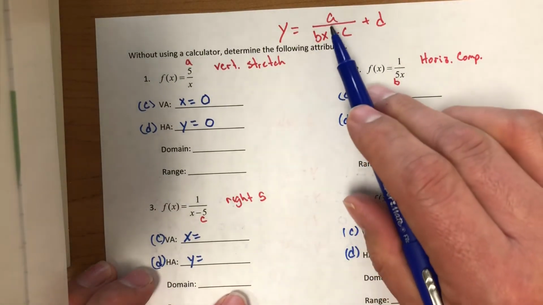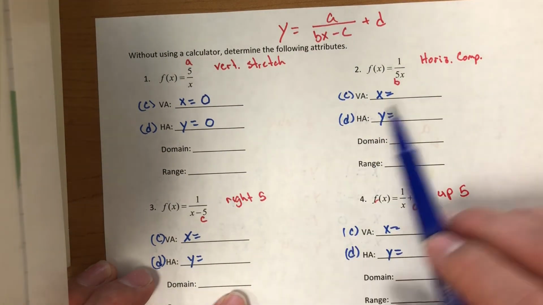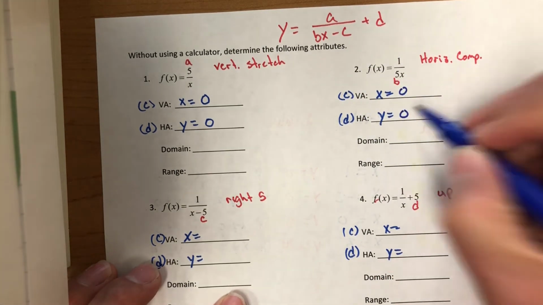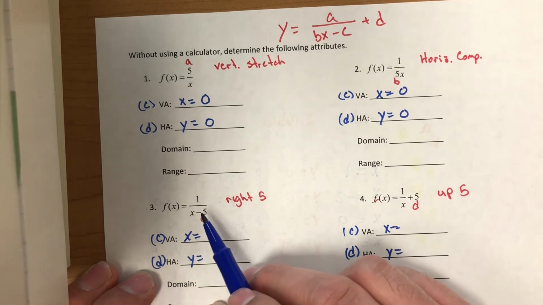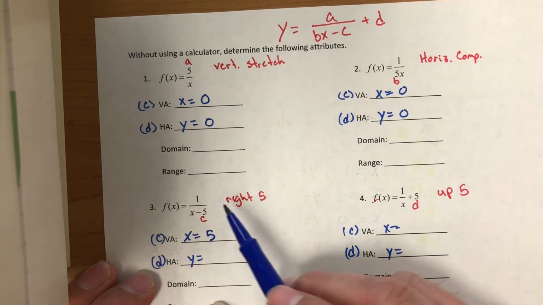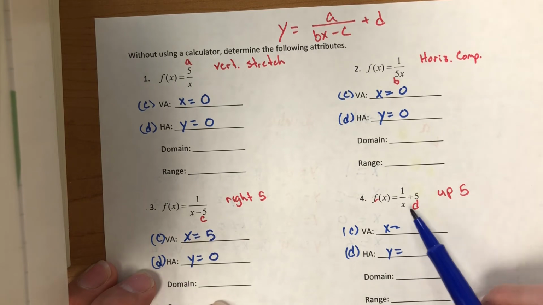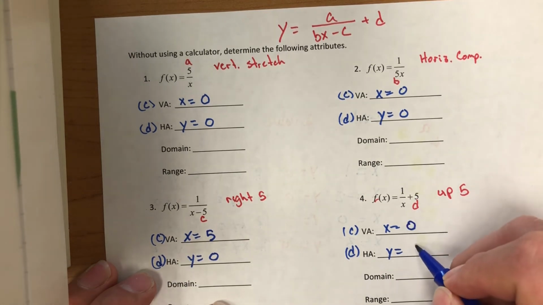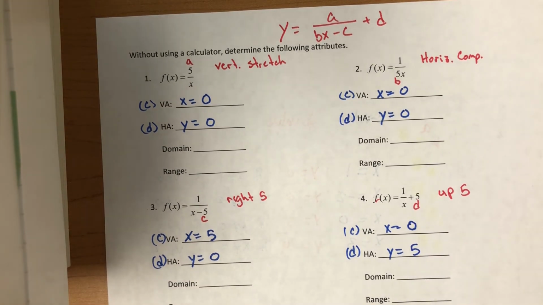Okay, sorry, I'm going based off of this. No C, no D for that first one. Here, again, no C, no D, so these two are both 0. Down here, we have a C value of -5, so that becomes a +5. And then no D value, so that's 0. And then here, there is no C value, so that's 0, and the D value is 5, so this is 5. So those are all the VAs and HAs.